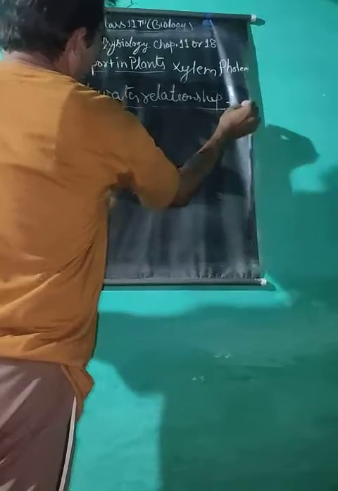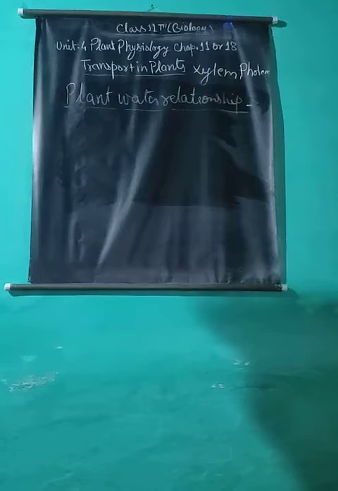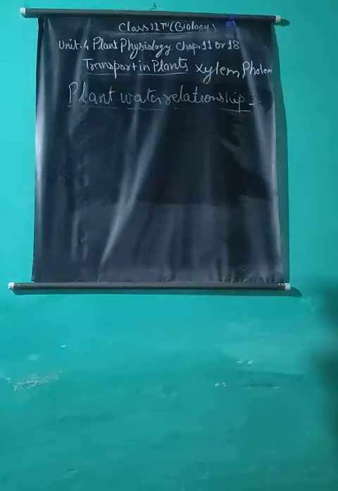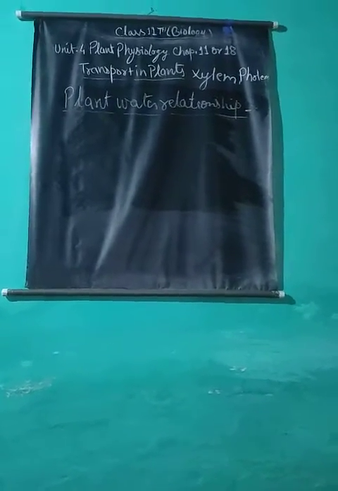Plant water relationship. Plants require water for their biochemical reactions, biological activities or physiological activities, but plants are unable to take water from the environment directly. Plants take water from the soil through their root systems. After reaching inside the plant body, water is transported into different cells and tissues. Some of this water is consumed by plants in different activities, and the remaining water is transpired through stomata.